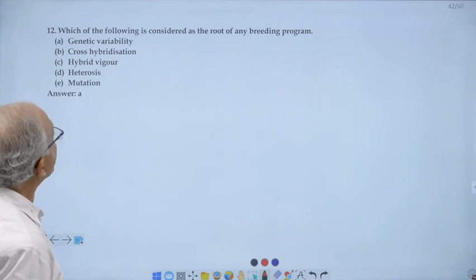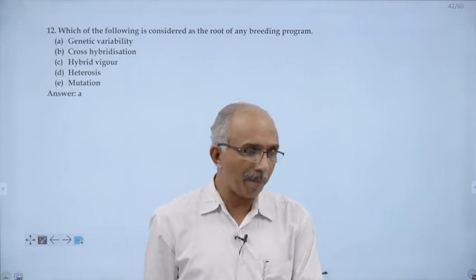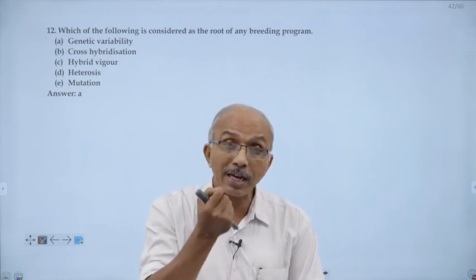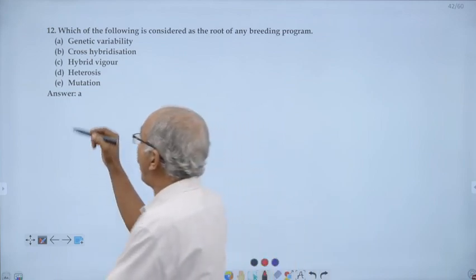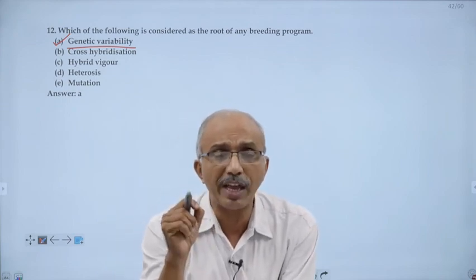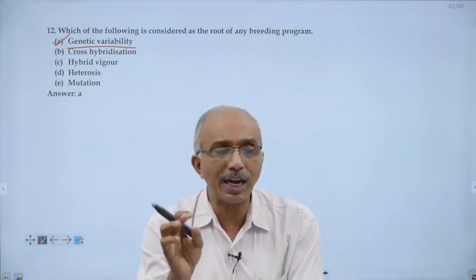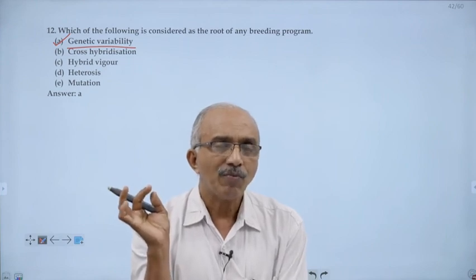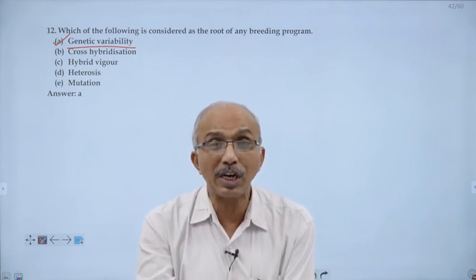Next. Which of the following is considered to be the root of a breeding program? Root means the fundamental basis of a plant breeding program. The fundamental basis of a plant breeding program lies in genetic variability. If there is no genetic variability in a species, hypothetically, we could not conduct a plant breeding program. We could not improve that species through a conventional breeding program.